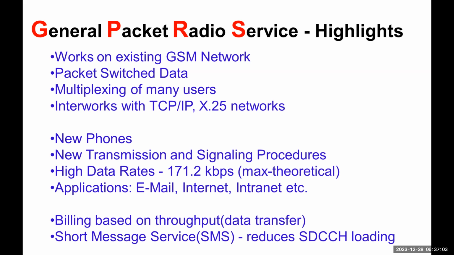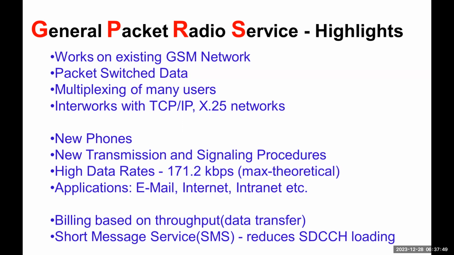GPRS also supports high data rate. This is done by changing the air interface error coding scheme and by using multiple time slots. Here we can use a maximum of 8 time slots if the GPRS phone supports it, right? And different coding schemes. What are the different coding schemes used in GPRS? That is coding scheme 1, coding scheme 2, coding scheme 3, coding scheme 4. In short, we can say CS1, CS2, CS3, CS4. Right?